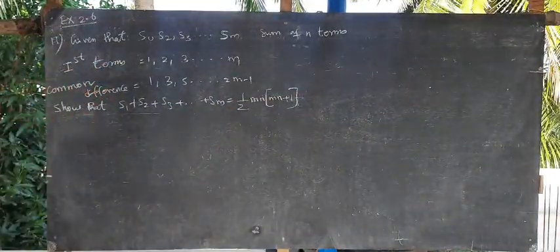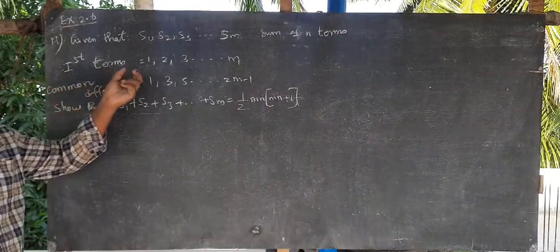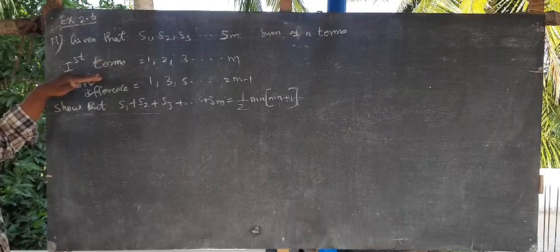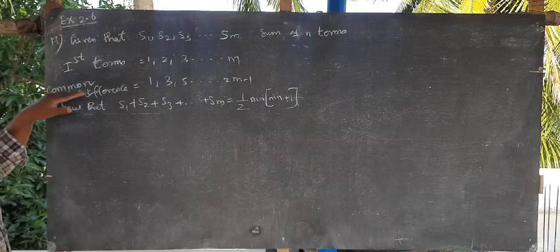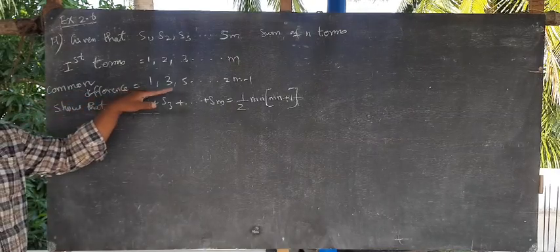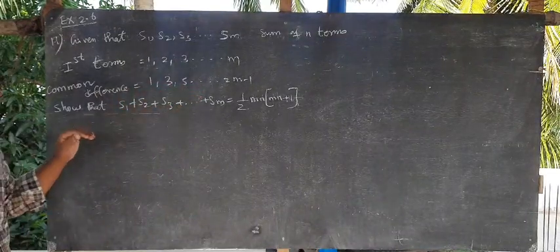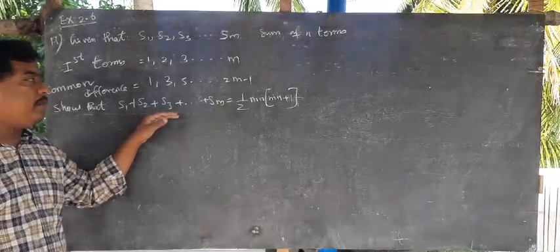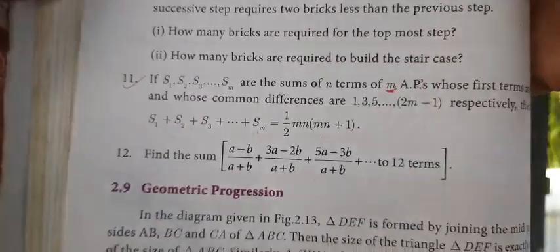And then in the question they have given whose first terms are 1, 2, 3 and so on M, then common differences 1, 3, 5 and so on 2M minus 1. Show that S1 plus S2 plus S3 and so on Sm is equal to 1 by 2 Mn into Mn plus 1. So, see the question.